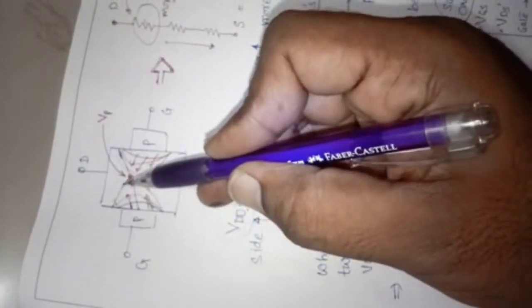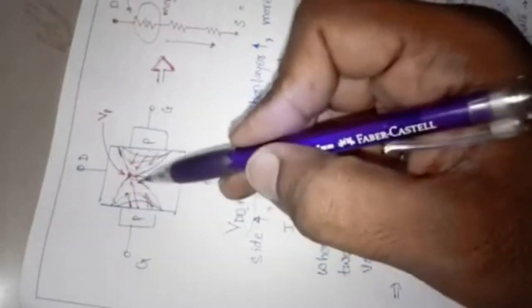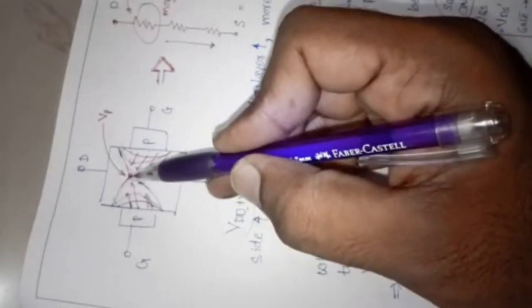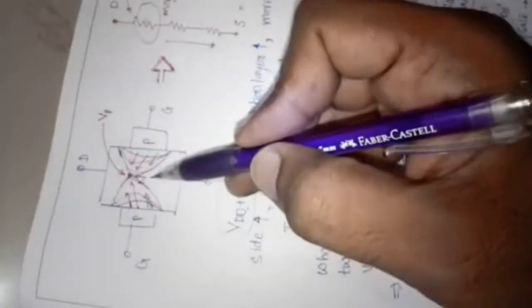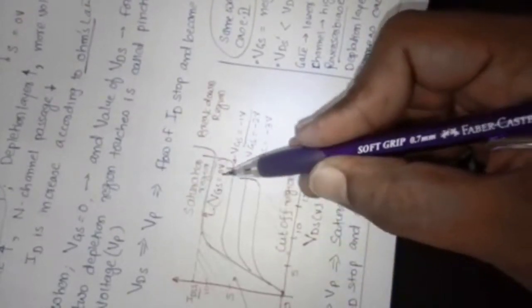At that time what happened? The gate, the p-type material, is at a lower potential with respect to this channel. So both sides are in a reverse bias condition, and this reverse bias condition will create more depletion layer, and that's why in case 2 they touch here together and block the flow of current. In the same way, when the VGS value is increased as -1, -2, -3, they saturate early and the current becomes constant.